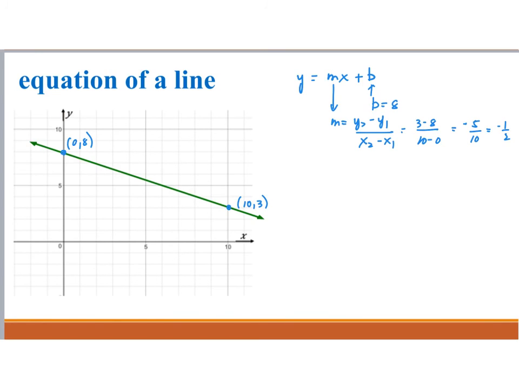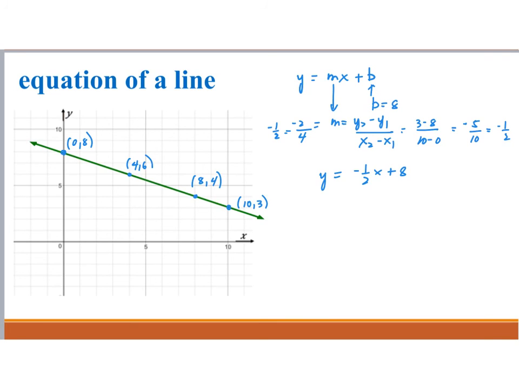Now, let's say that you chose 2 different points, like say 4, 6 and 8, 4. We should get the same answer. That would be 4 minus 6, negative 2, over 8 minus 4, which is 2. That will still give you negative 1/2. And so the equation could now be written as y is equal to negative 1/2 x plus 8.